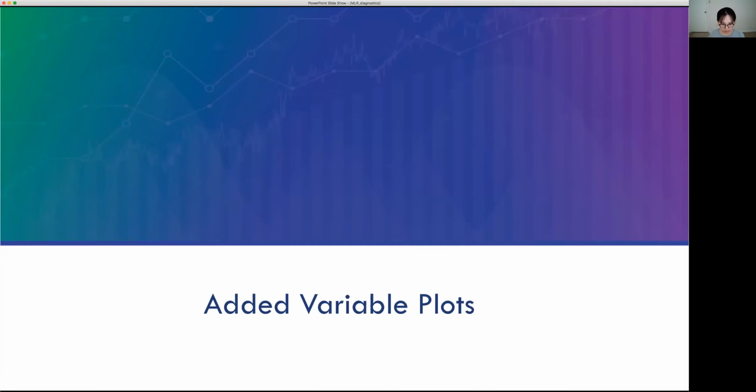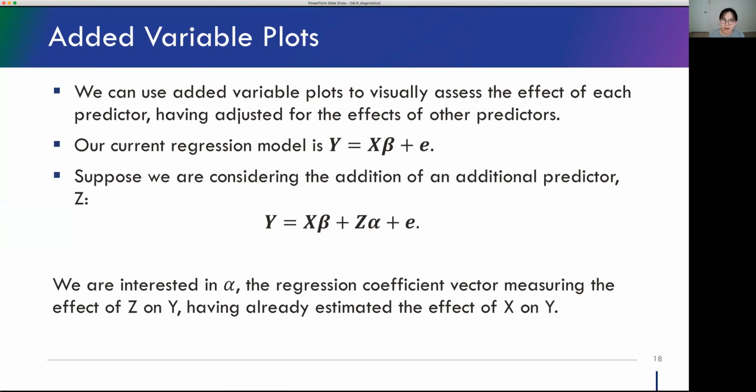Okay, this is kind of a new tool for us. It's called added variable plots. We can use added variable plots to visually assess the effect of each predictor after we have adjusted for the effects of others. You will see this more clearly when we show the plots. And our current regression model is this one, which we are familiar with.